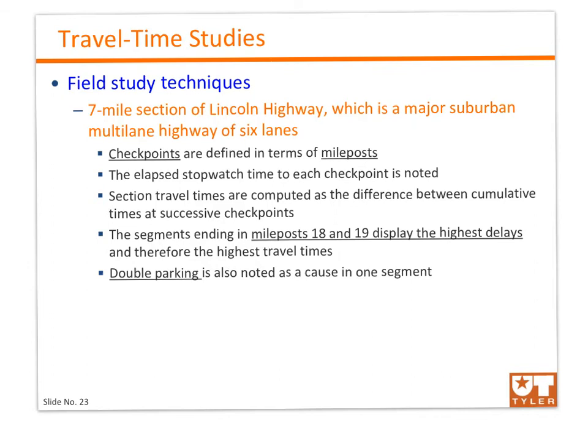So again, this is a discussion of the 7-mile section that we talked about. Checkpoints are defined in terms of mileposts. The elapsed stopwatch time was used to measure the time for each checkpoint. The section travel times are computed as the difference between the cumulative time at successive checkpoints. The segments ending in milepost 18 and 19 displayed the highest amount of delay, as you recall, and therefore this represents the highest travel time.